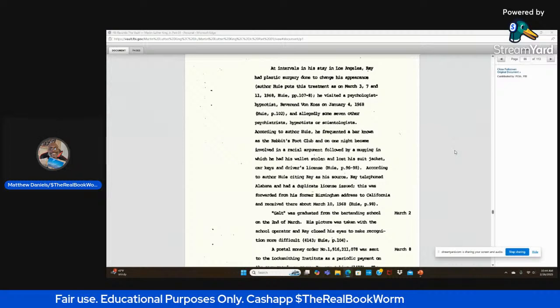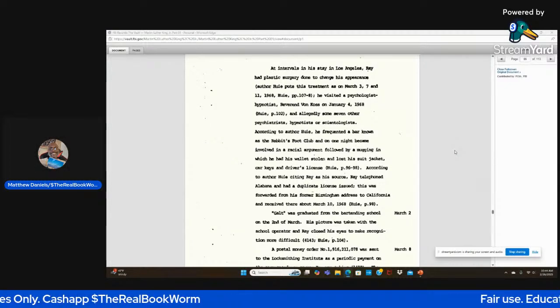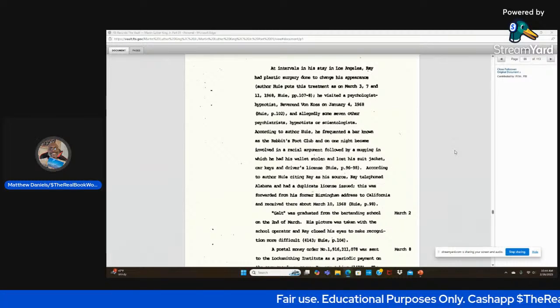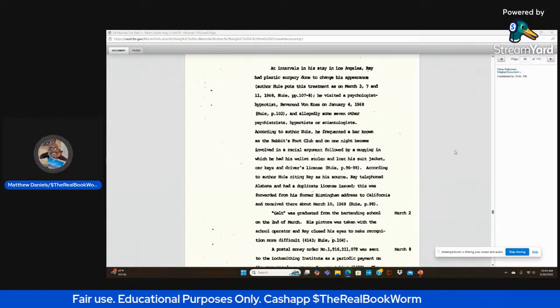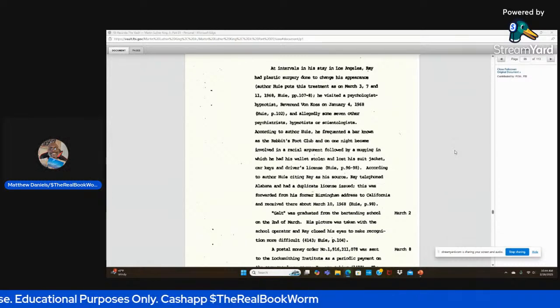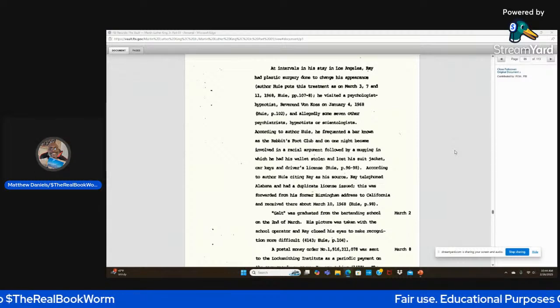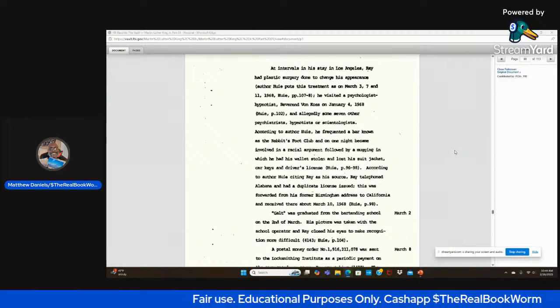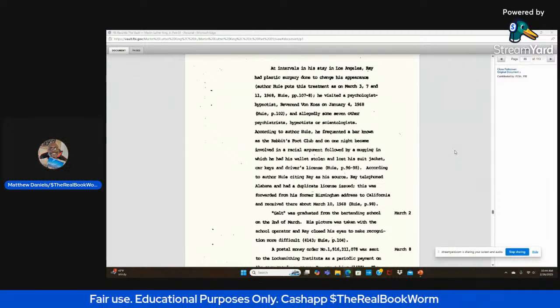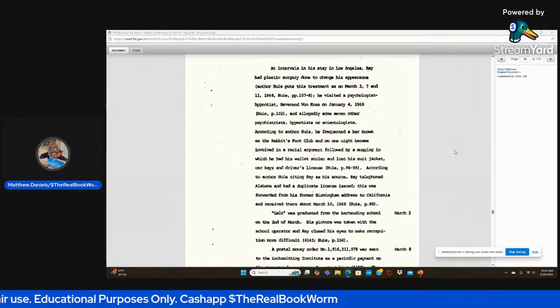Arthur Huey puts this treatment, the plastic surgery, as on March 3rd, 7th, and 11th, 1968. Remember, Dr. King is killed in April 6th. So let's think about it. A month before Dr. King is assassinated, this guy, James Earl Ray, is getting plastic surgery done.